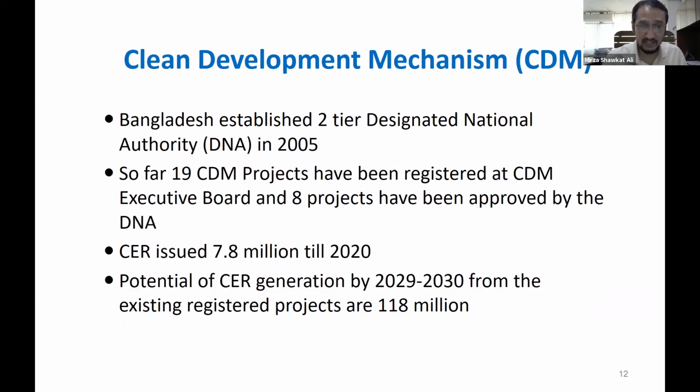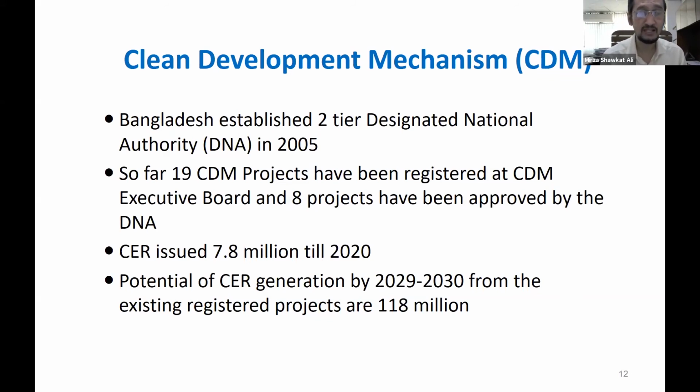Having said about the NDC and NDC update, what we are doing at the moment in the country, I want to mention in 2 slides our CDM mechanism, clean development mechanism. Bangladesh established a 2-tier designated national authority in 2005. Today, I have checked, we have new registered projects. So in total 21 CDM projects are registered at the CDM Executive Board. And there are 6 projects that we have approved by the DNA.